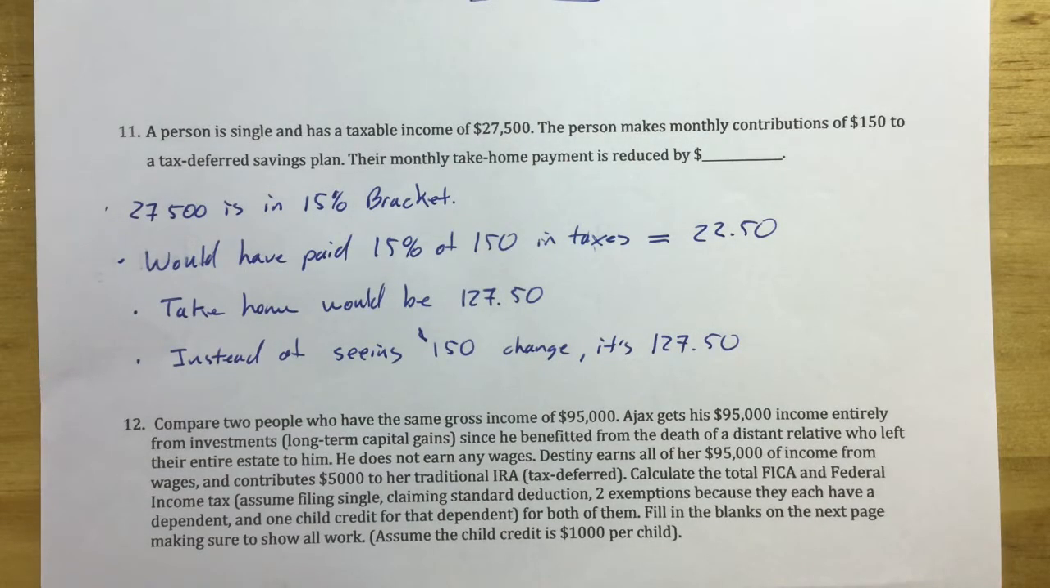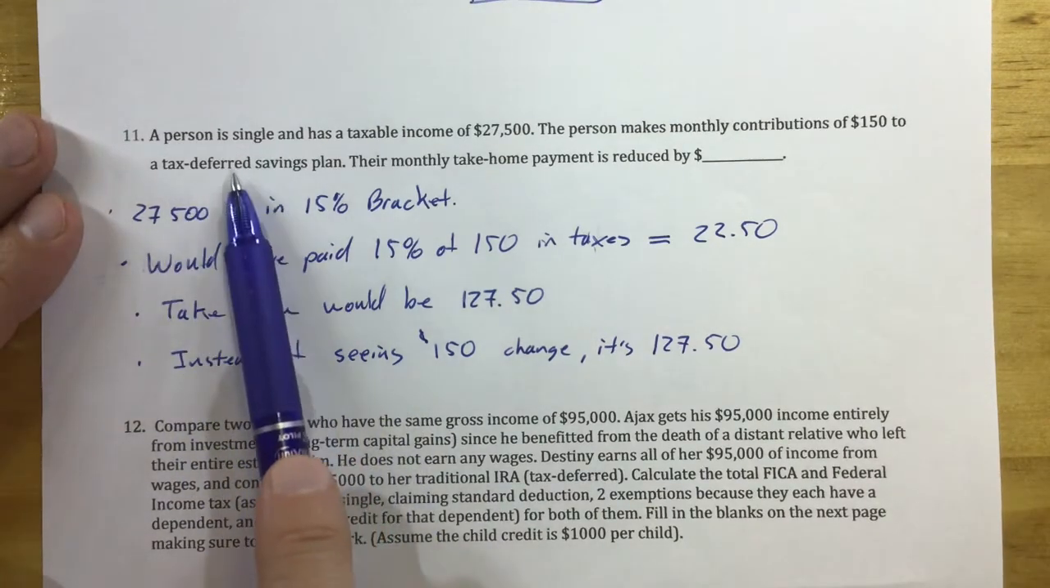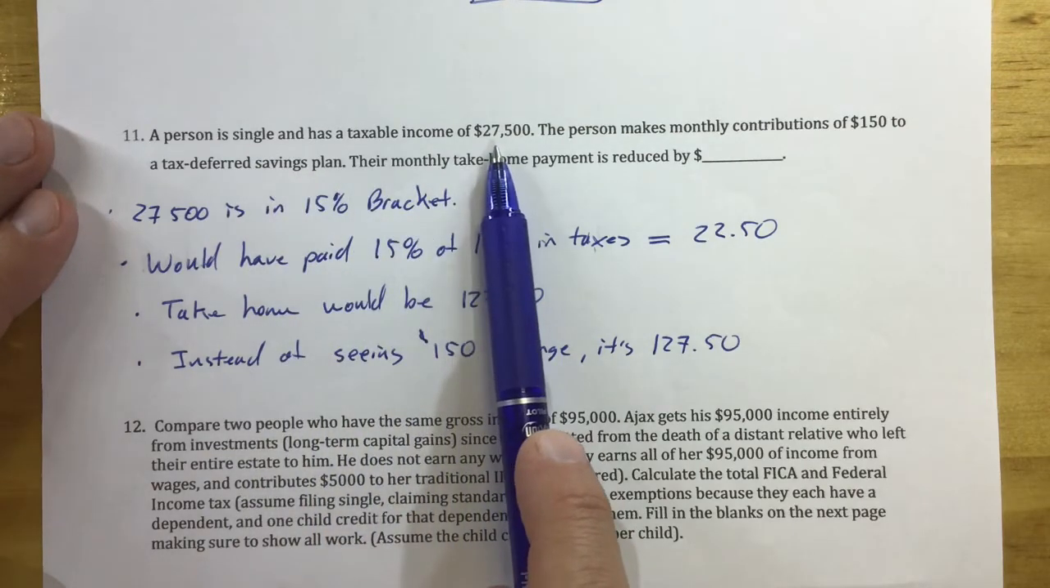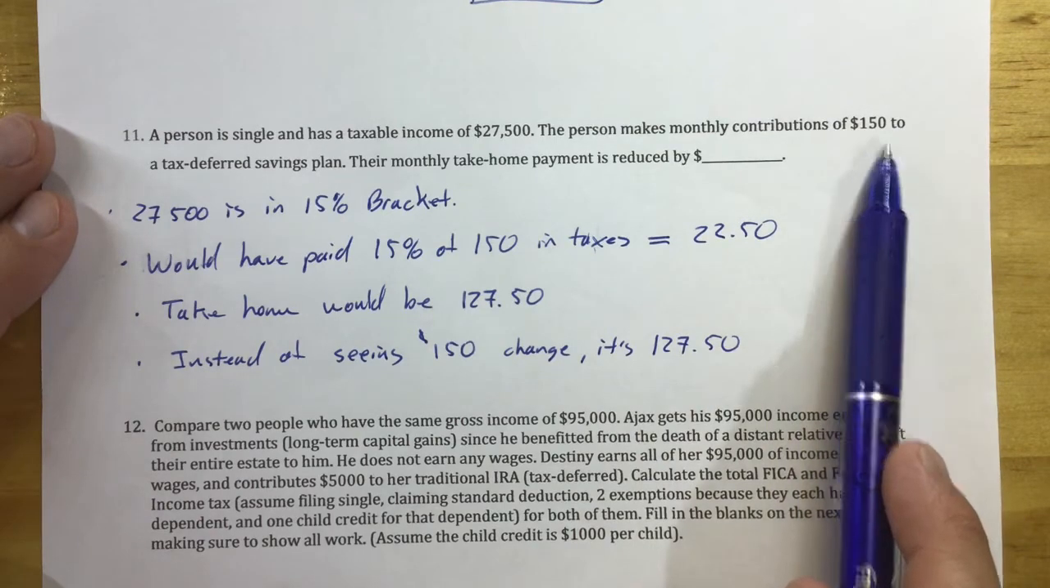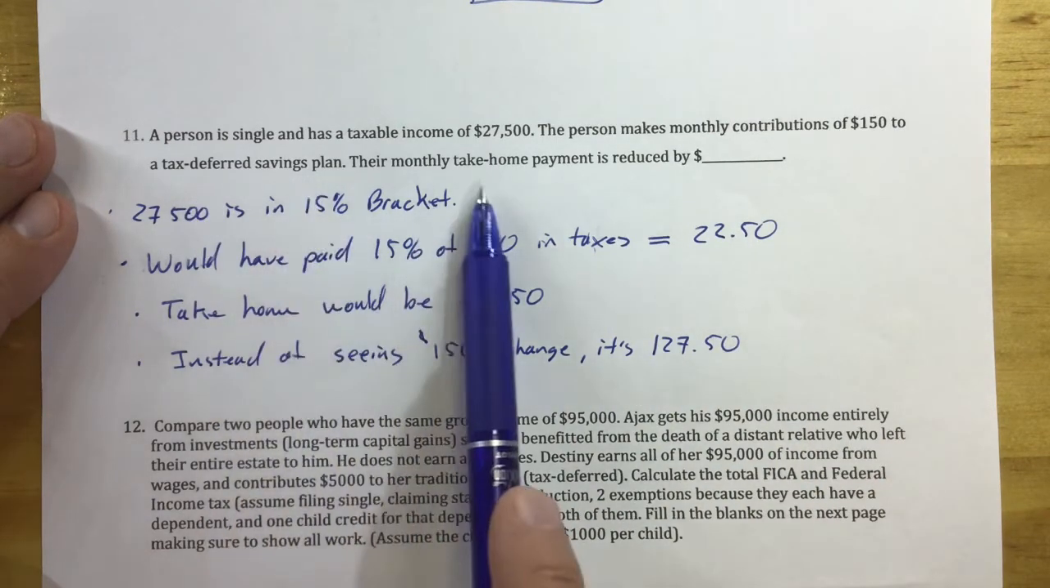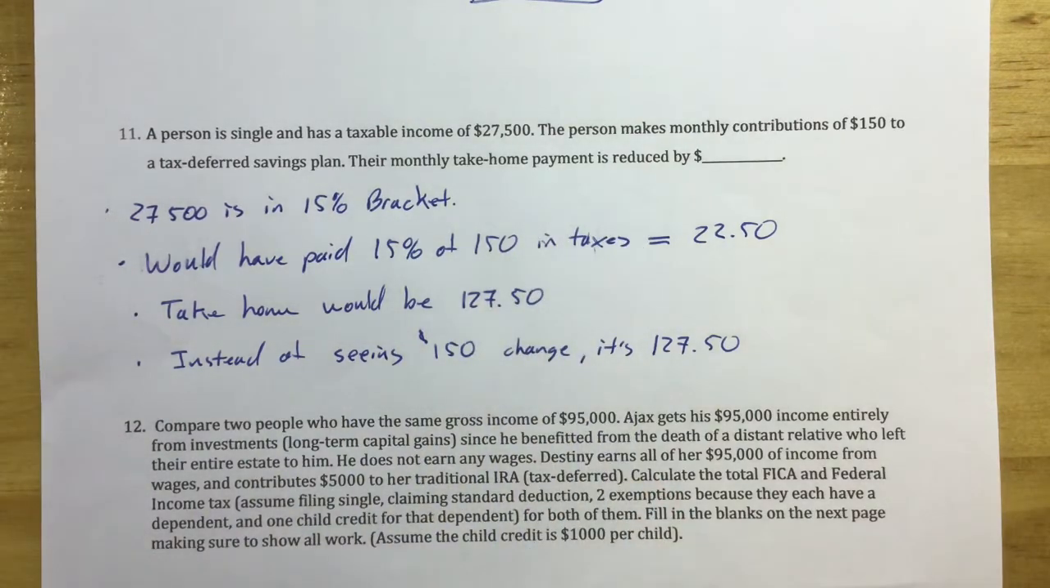All right, 11 might be a little bit easier to see what's happening here. It's actually pretty close to what's going on in number 10: if you don't pay taxes on something, you can sort of think of it as saving that money that you would have been paying taxes on, okay? But I think this one will make a little bit more sense. I hope it does here. All right, so we have a person who's single, has a taxable income of $27,500. The person makes monthly contributions of $150 to a tax-deferred savings plan. Their monthly take-home payment is reduced by blank amount.